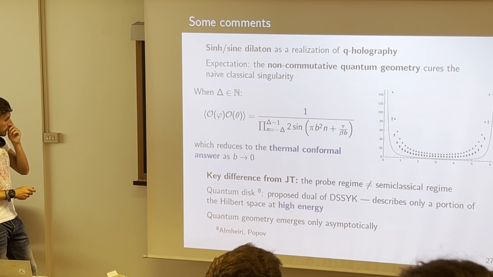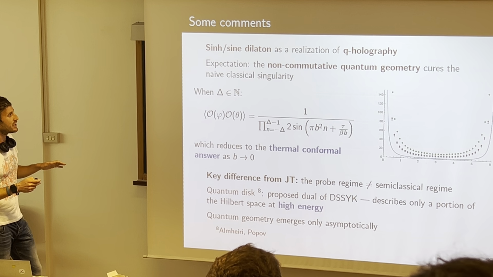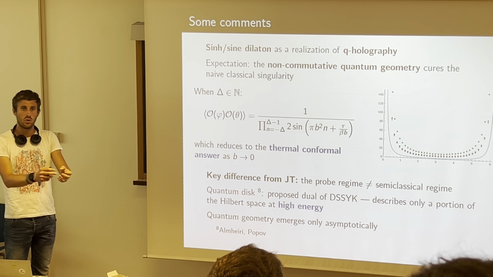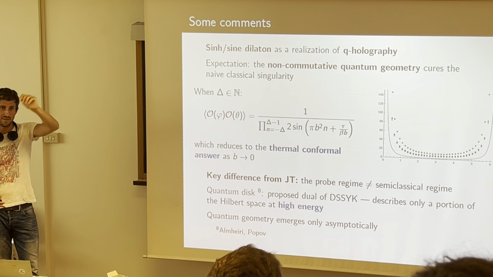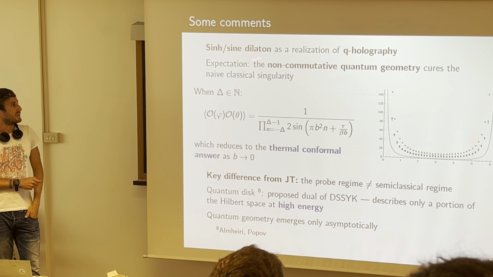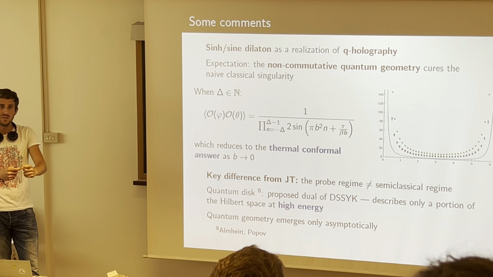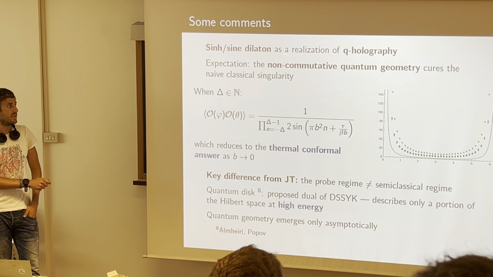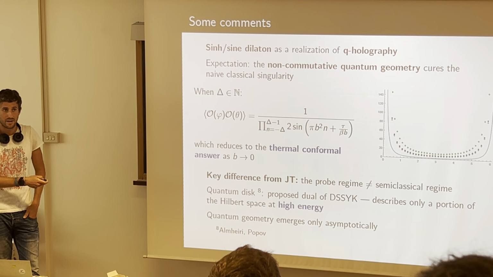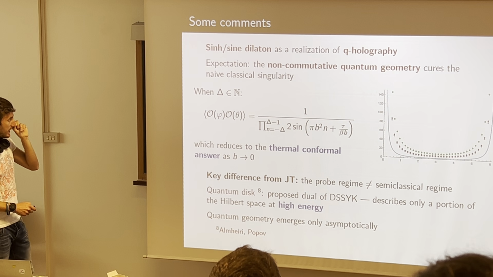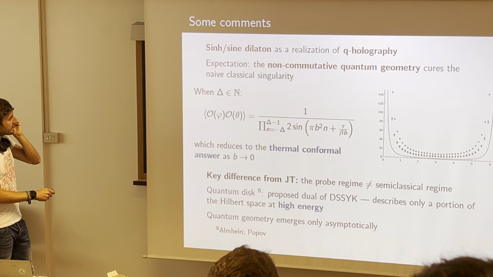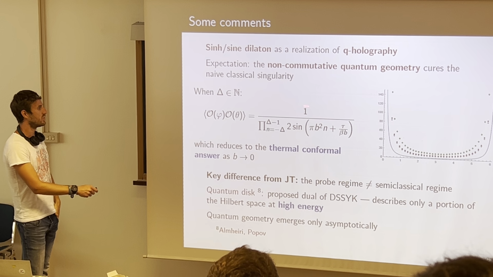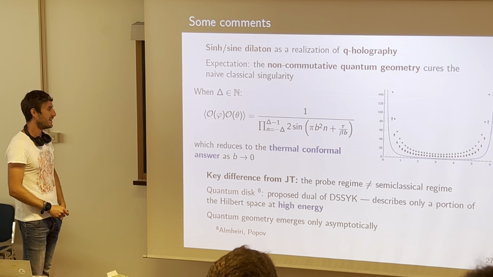And this is also in line with theoretical expectations, because this quantum geometry is basically saying that there's a non-commutative space-time there when we go close to the boundary. And this is in line with the expectation that there should be some quantumness or some non-commutative space-time to cure the naive classical singularity that we had there. But there's a caveat, because when we set delta to be an integer, we can simplify that expression with the double sine function into this much simpler formula.